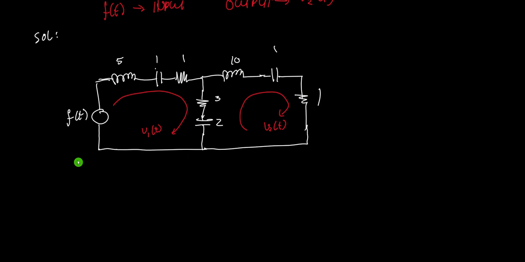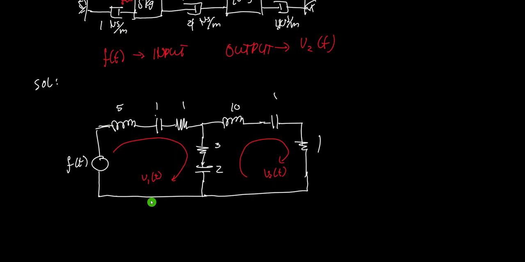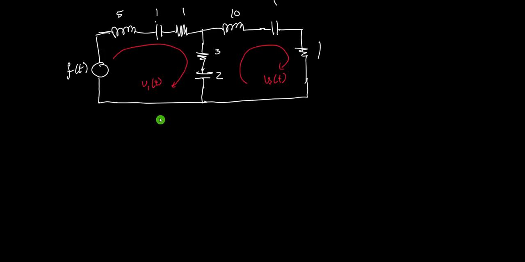So now, let's try to solve our transfer function. Remember, our output is V2 and our input is f of t. So what will be the relationship between the two? Using our circuit analogy, we can just apply Maxwell's method. So this is loop A, this is loop B. So we will have two equations. Then we will solve for V2 of t in terms of f of t.